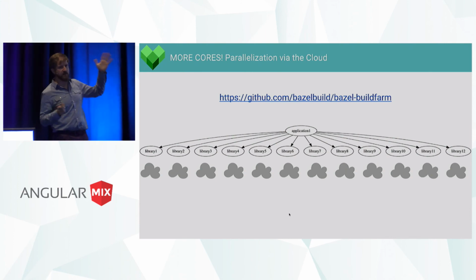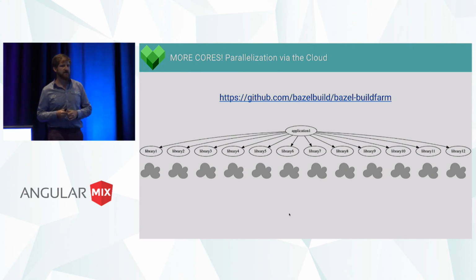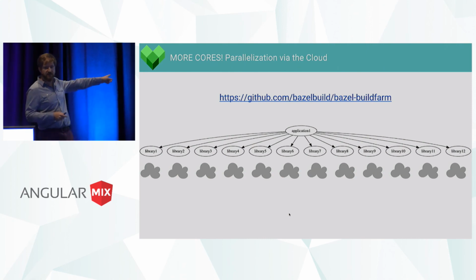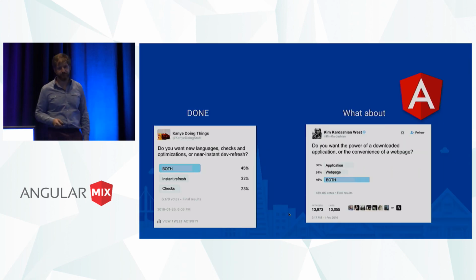Well, we have lots of cores in the cloud. And since Bazel is hermetic, we know that we can rebuild any one of these things by just having the right input files available. So using this Bazel build farm, we can ship any one of these TypeScript compilations to happen on some other machine. So I can get plenty of cores, and I can parallelize even my initial build out over a lot of machines. And at Google, we rely on this very heavily.